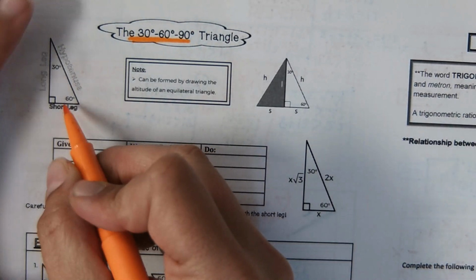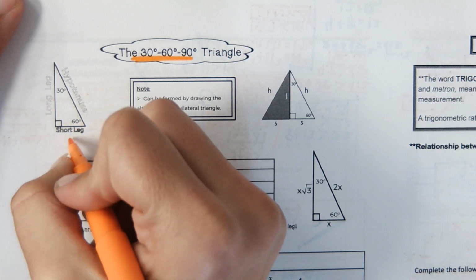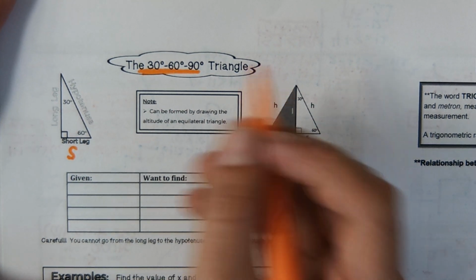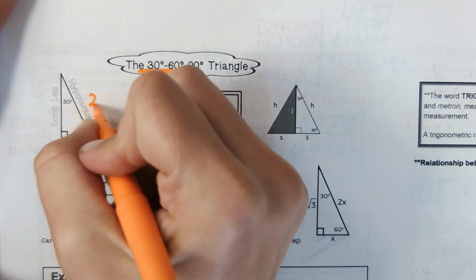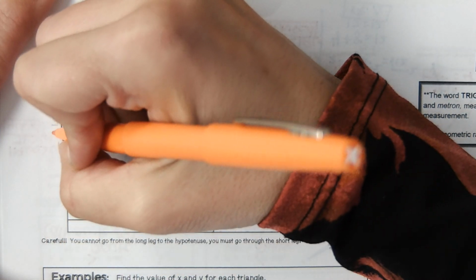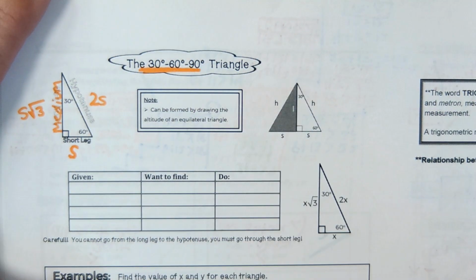So for ours, 30, 60, 90, great. Opposite the 30-degree angle is going to be your shortest side. And then your hypotenuse is going to be 2 times the short side. And then they call it long leg. I like to call it the medium length side. Medium is S square root of 3. So short side times square root of 3.